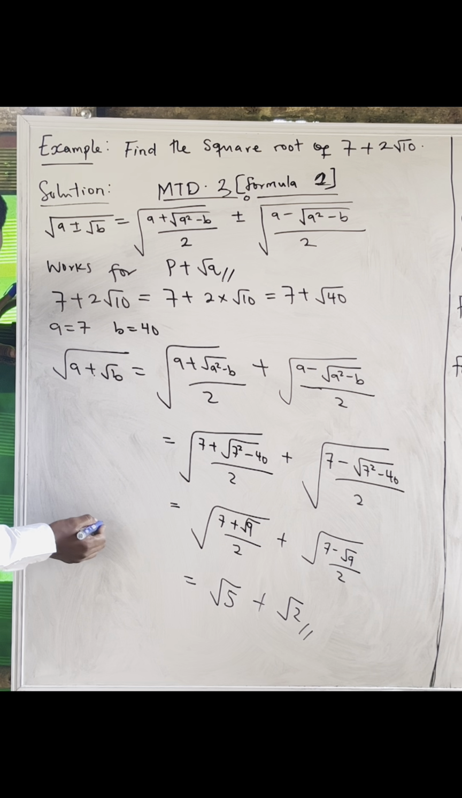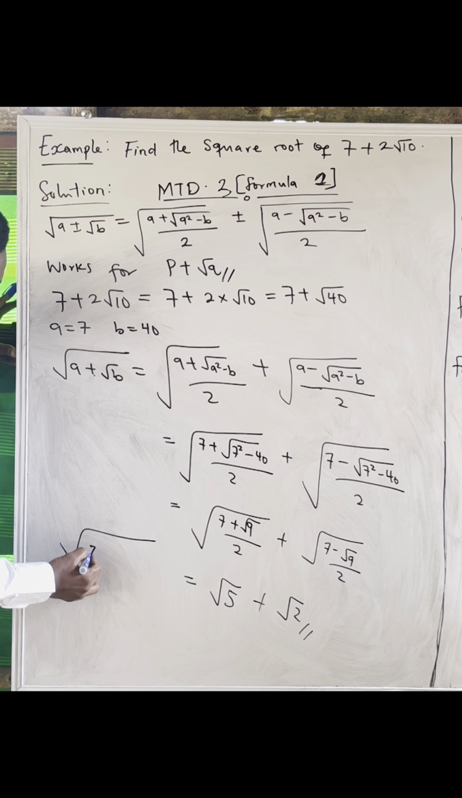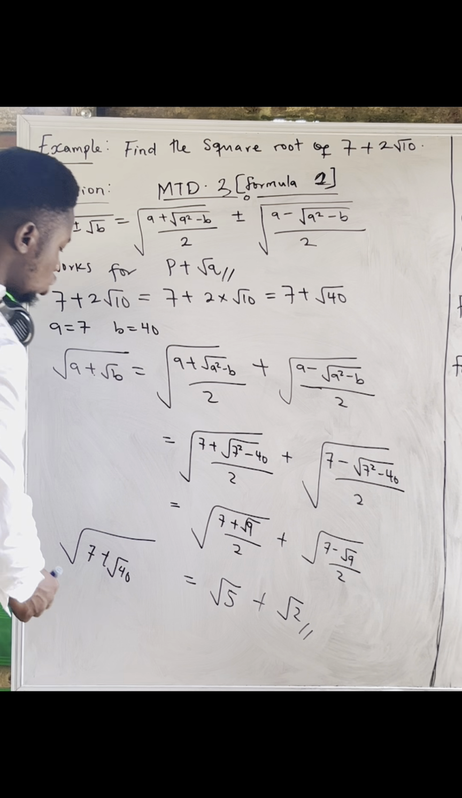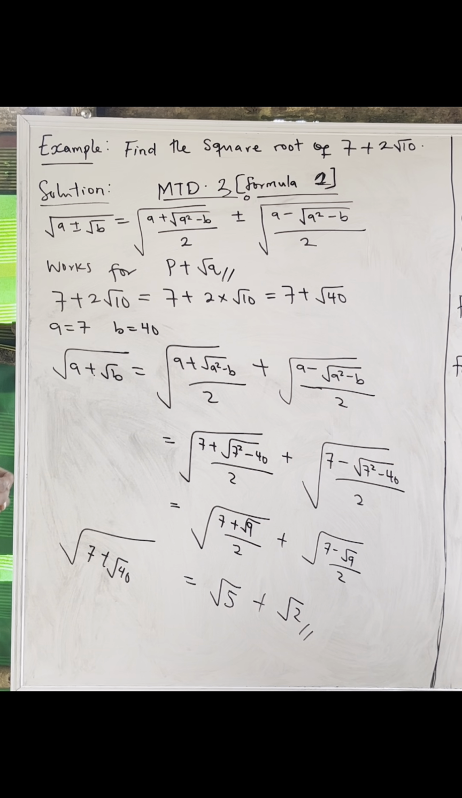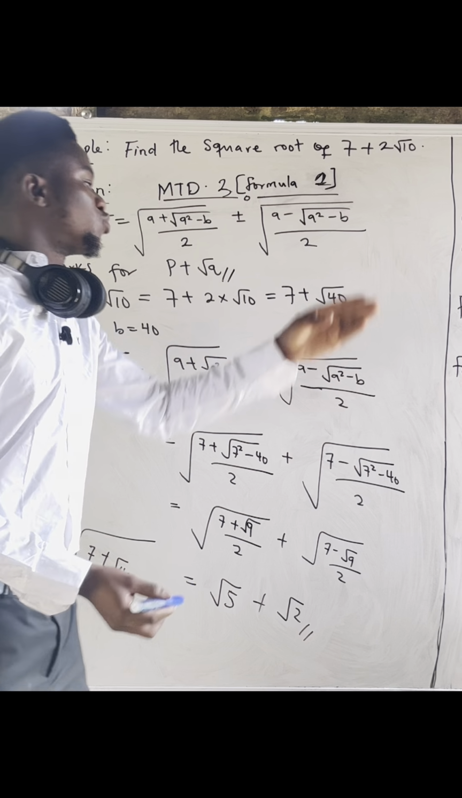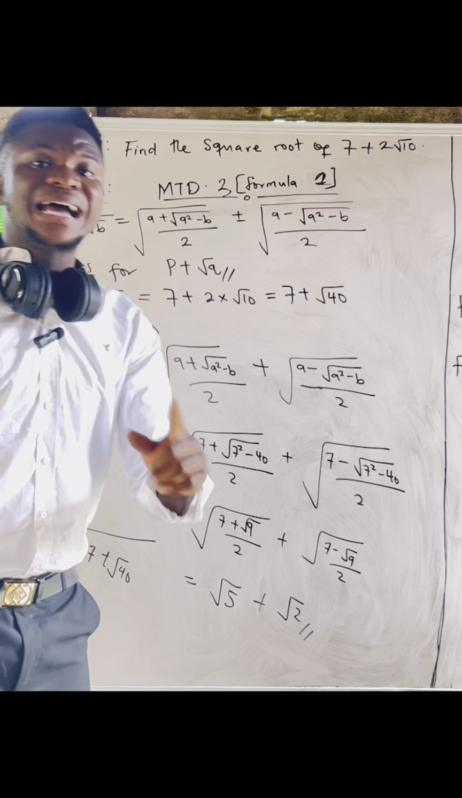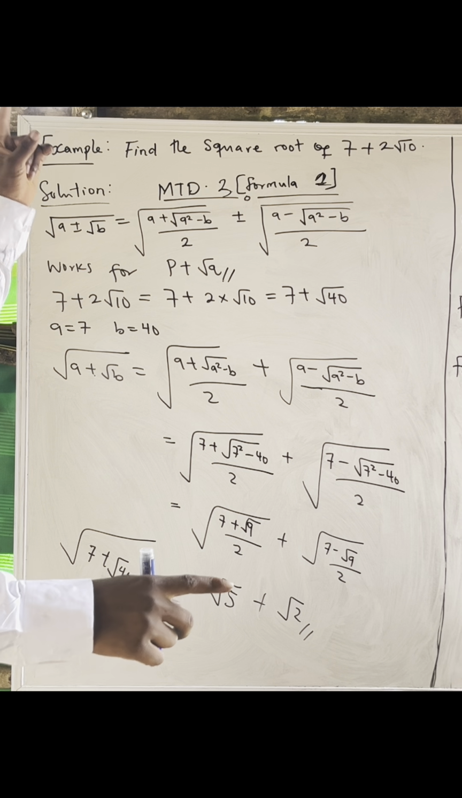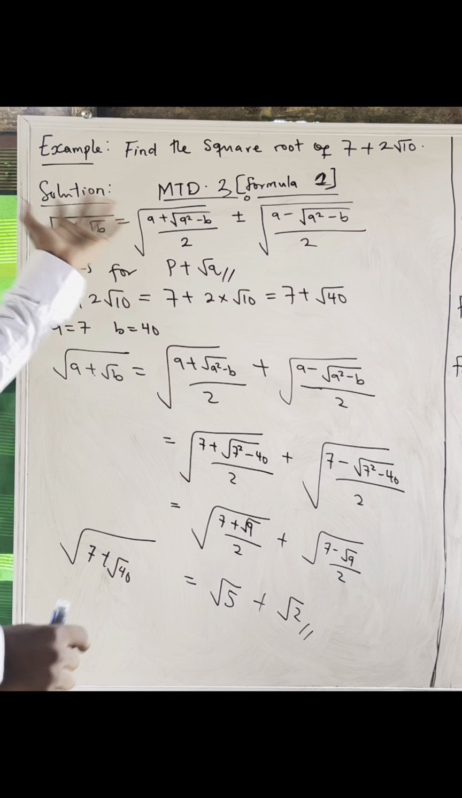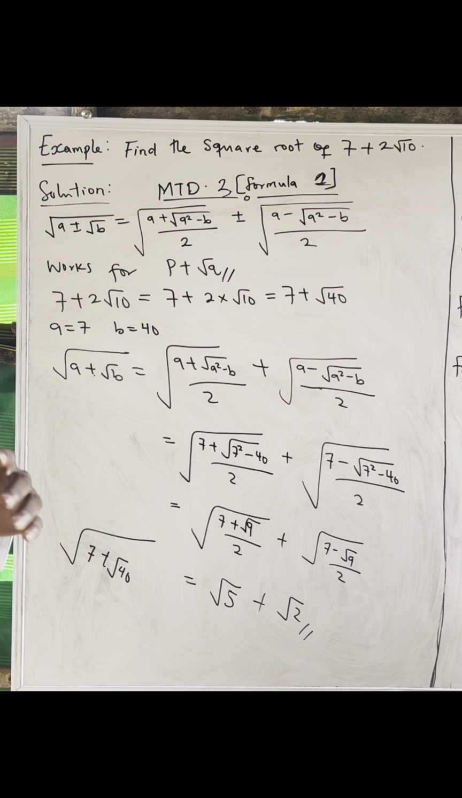This simply means that the square root of 7 plus root 40 is equal to this. Don't forget that 7 plus root 40 is the same thing as 7 plus 2 root 10. So the final answer for the square root of 7 plus 2 root 10 is root 5 plus root 2. You see that the answer we get for this is also the same answer we got for the trick and the formula 1. So that is that. Let's look at another form of questions.